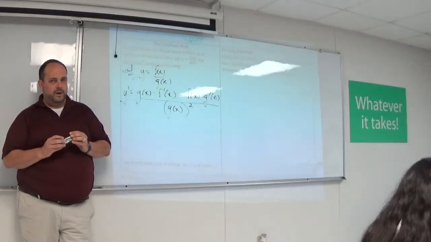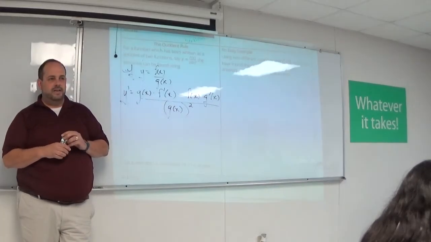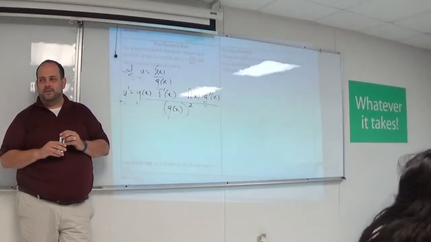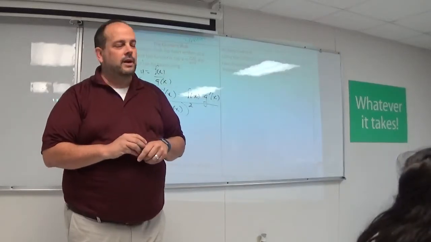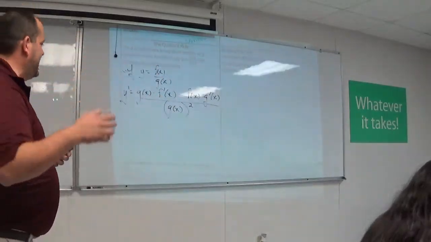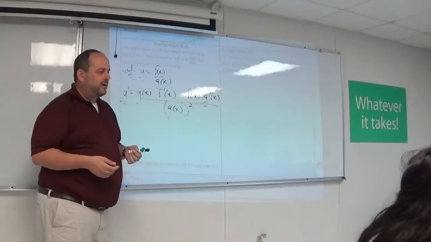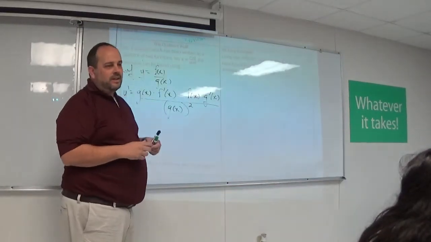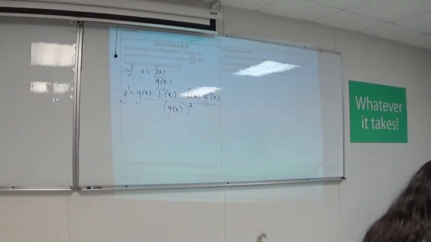Okay, anybody need a better way to remember this one? Okay, say it with me. Low D high, minus high D low, all over, low low. The quotient rule says low D high, minus high D low, all over low. Okay. Low D high minus high D low all over low.